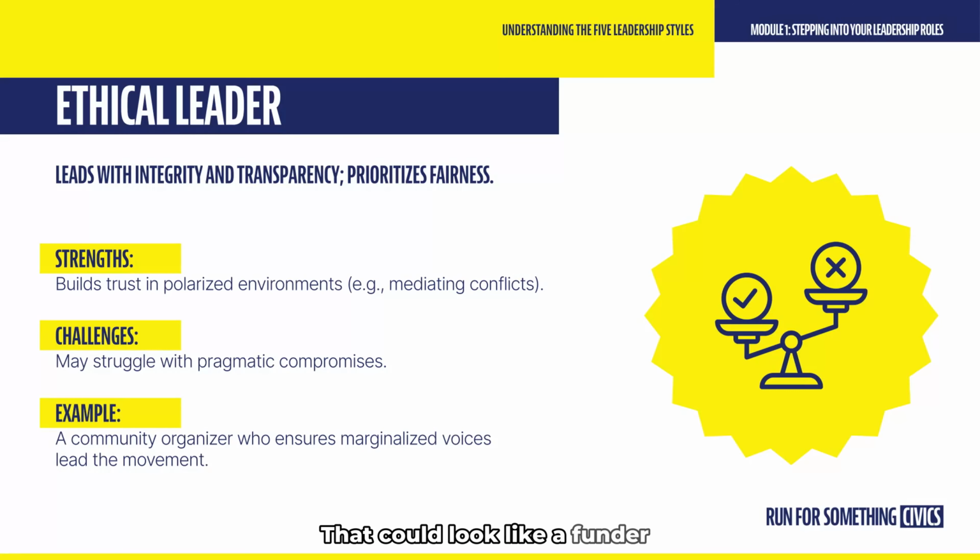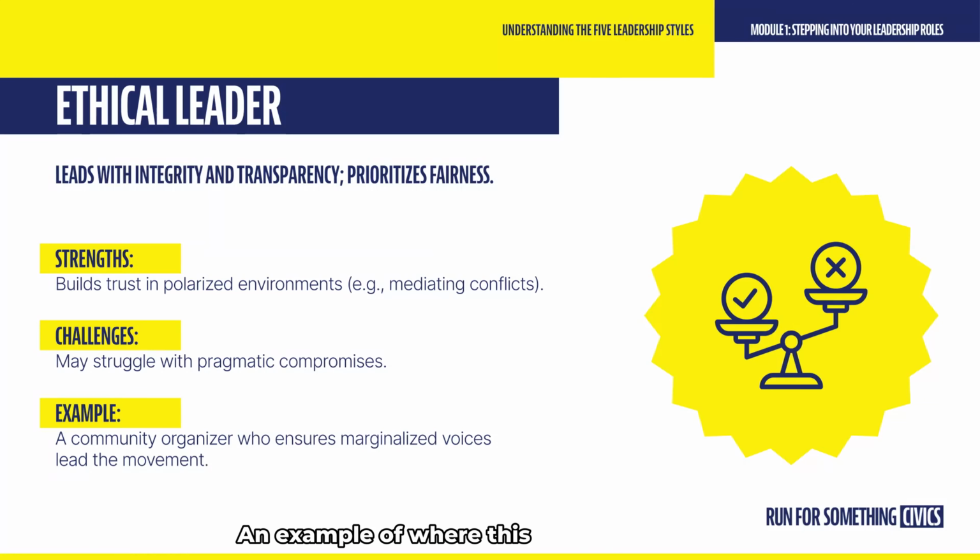Challenges for the ethical leader are they might struggle with problematic compromises. That could look like a funder who's going to fund a particular program may also have some ties to organizations we may not align with or agree with, or a partner organization that aligns with you on this policy, but not others. Do we take those resources or not to help us achieve the goals that we're trying to achieve? This leader can get caught up in the weeds of every little ethical dilemma without seeing how compromises are needed to strategically hit that bigger goal to move us towards the long-term vision.